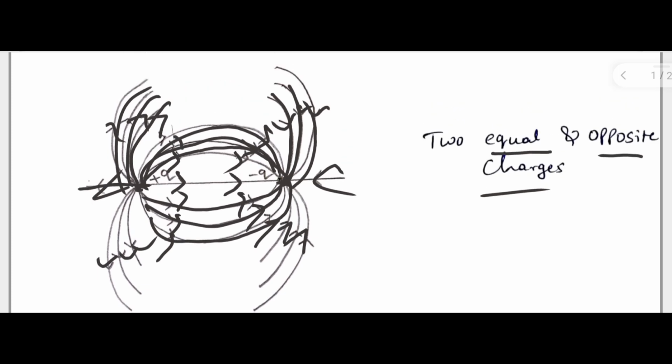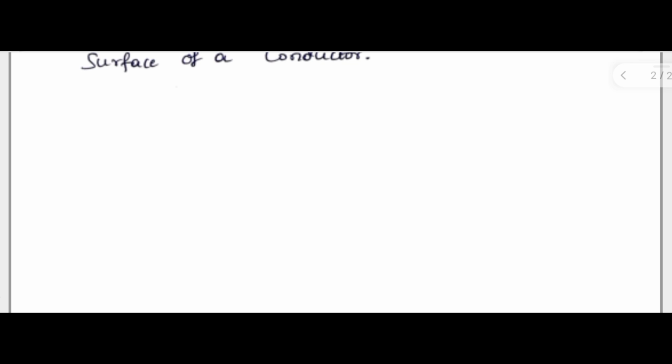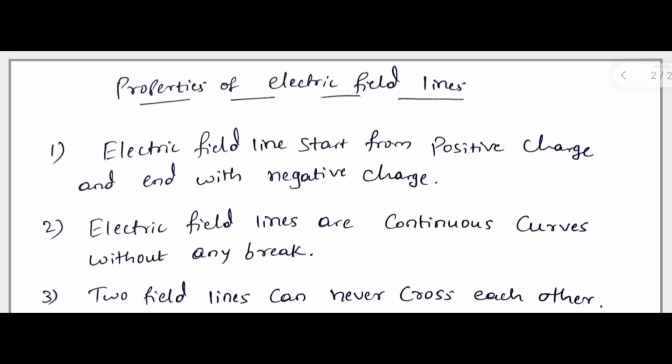These electric field lines have certain properties, meaning certain nature. Just as electric charges have properties, in the same way the field lines also have certain properties. Based on those properties, the field lines form. Here are the properties of electric field lines. This may be asked as a 3 mark question: mention the properties of electric field lines. You have to write a minimum of 3 properties; maximum you may write as you wish.